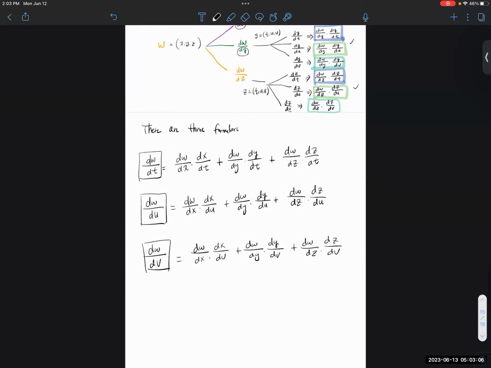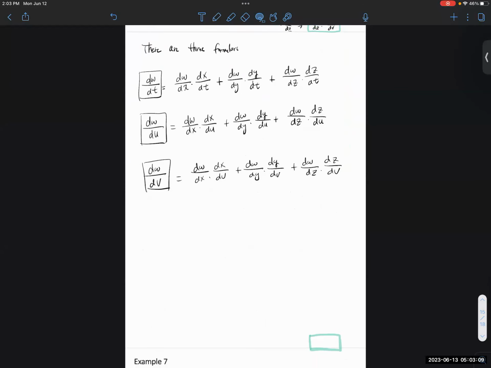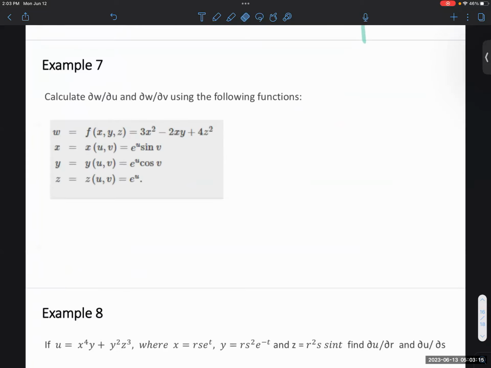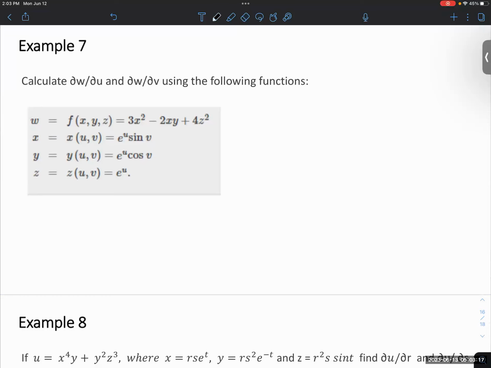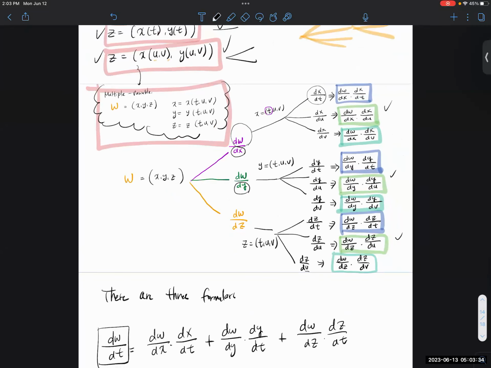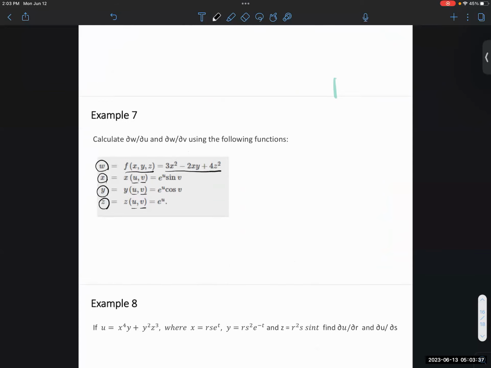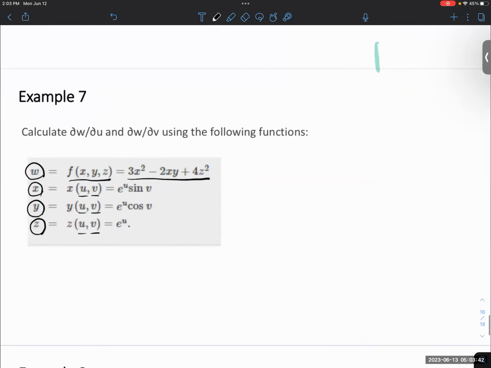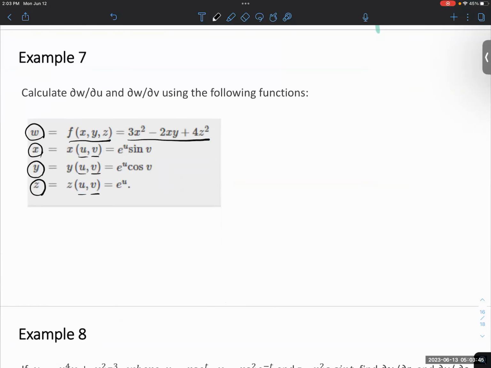I'm going to go down. Let me copy this, copy here. So we are going to this example. We have W, which is a 3 variable function, given by this equation. And we have also x, y, z, and another u, v. So this time, we are not going to have all these 1, 2, 3, 4, 5, 6, 7, 8, 9. They're going to be much simpler because we used to have 3 variables here, but now we have only 2 variables, u and v. So if you draw the Venn diagram, let's do it.